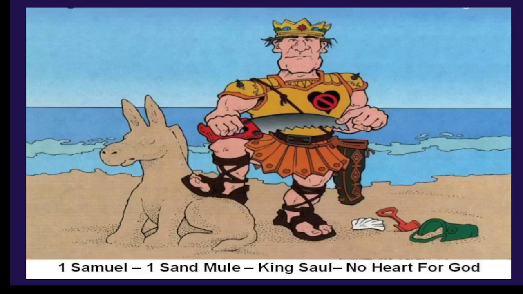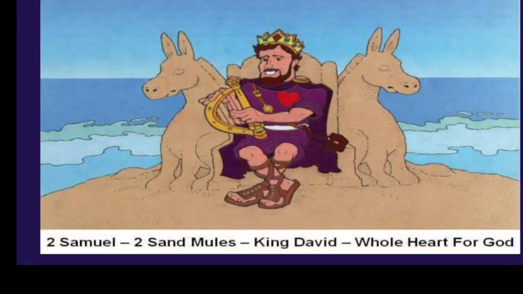The second book following that is the book of 2nd Samuel. In this picture, you have 2 sand mules, and there's a king sitting in the middle of those sand mules. We know that's King David because of the harp and the slingshot by his side. David was a man after God's own heart, and we see that instead of having no heart for God, he had a whole heart for God. Didn't mean that he was perfect, but again, he was the man after God's own heart.